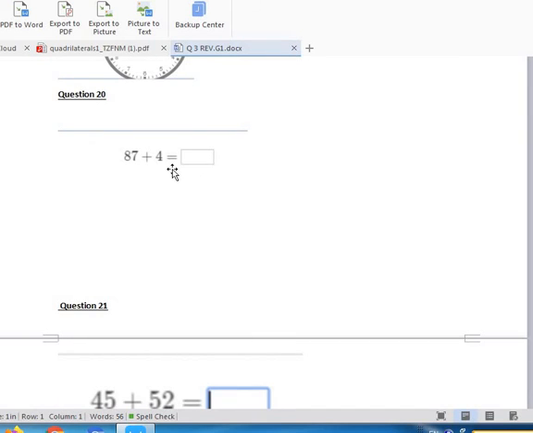Question 20, 87 plus 4. What should I do? I add the ones with the ones. 4 plus 7 will give you 11. You can put it under each other vertically. So 4 plus 7 is 11, carry up 1. Then 1 and 8 will give me 9. So the answer here will be 91. Or I can count after 87: 88, 89, 90, 91.